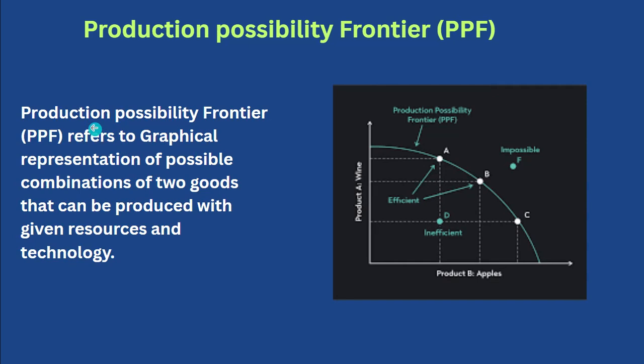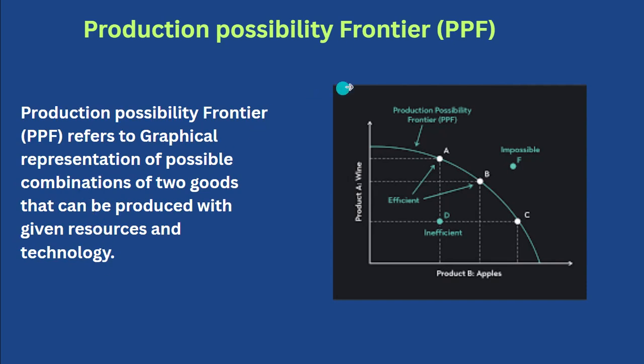Look here, production possibility frontier refers to the graphical representation of possible combinations of two goods. Yes, this production possibility curve represents combinations of two goods. Here we are discussing two goods production, right? Wheat and robot, that can be produced with given resources and technology. You have some resources and technology in your hand to produce these two products, right?